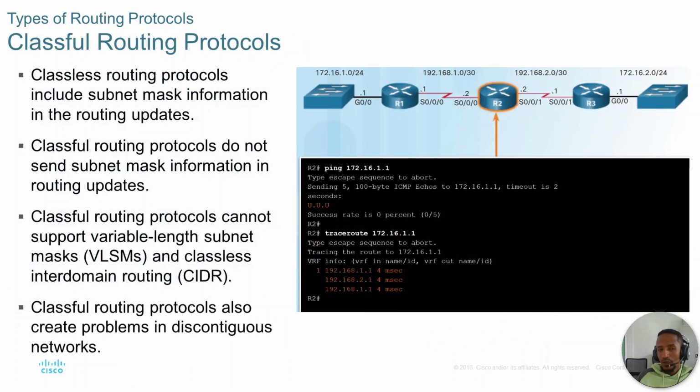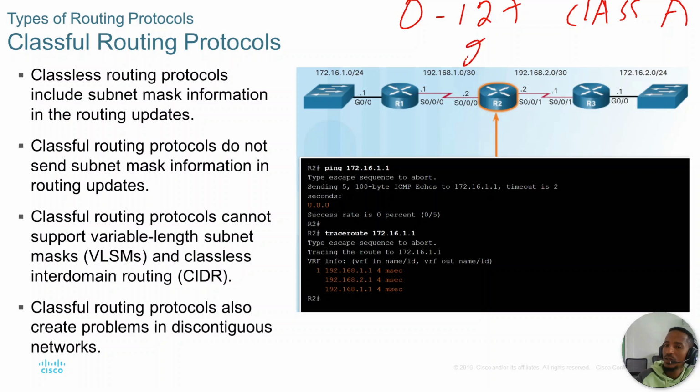So there are types of routing protocols. Some of them we call classful. When we say classful, you do know that there are different types of classes. So from 0, 1 up to 127, it is class A. So if it is class A, what is the class A subnet mask? That is 255.0.0.0. So this is the subnet mask.